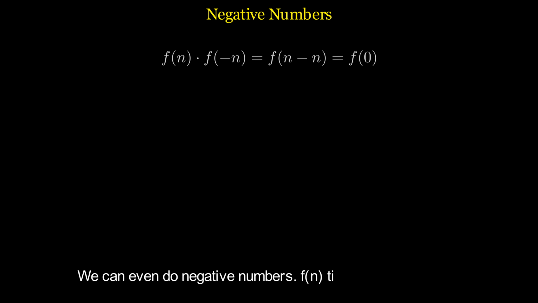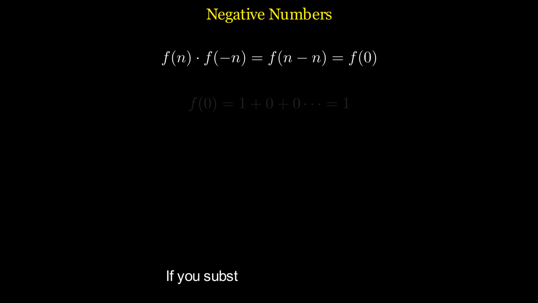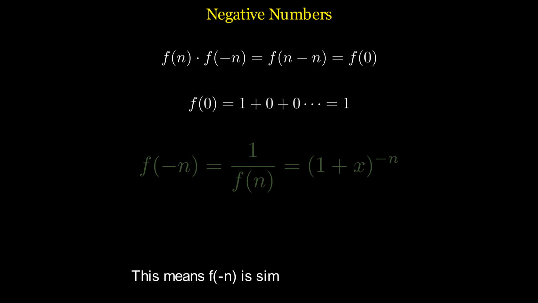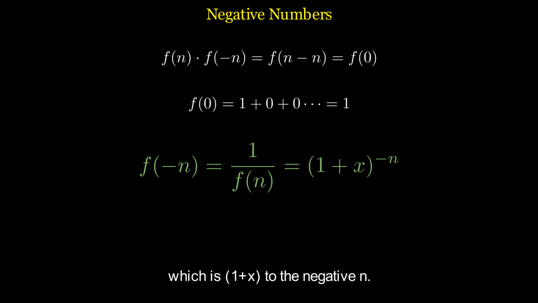We can even do negative numbers. F of n times f of negative n gives f of 0. If you substitute 0 into the series, every term becomes 0 except the 1, so f of 0 is 1. This means f of negative n is simply 1 divided by f of n, which is 1 plus x to the negative n. Proof complete.